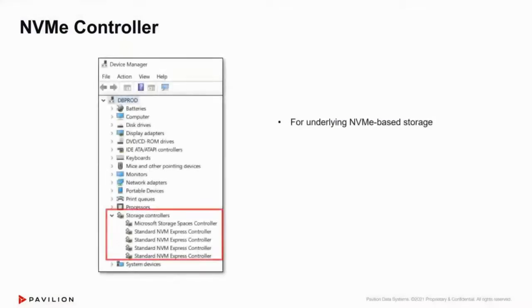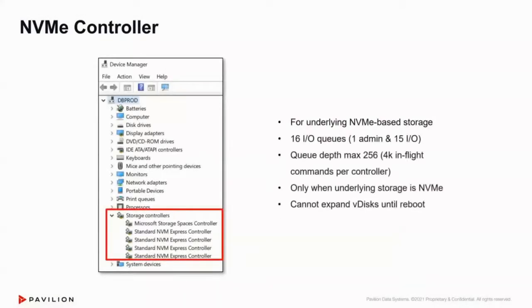More recently on VMware, they came up with the Non-Volatile Memory Express controller, NVMe. So instead of one queue with a queue depth of 32 or 64, you now have 16 queues, 15 of them you can use. The maximum queue depth is 256, but you get an additional 4,000 pending commands per controller. If you're on NVMe underlying storage and you have a fast enough interconnect to actually take advantage of this, I would tell you to explore these.